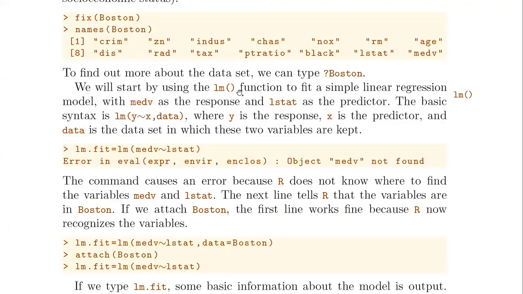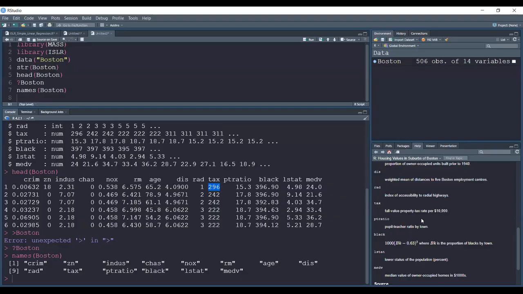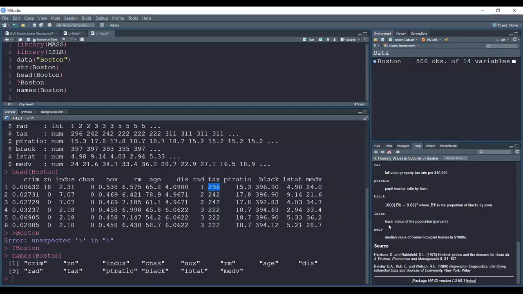We will start by using the lm function to fit a simple linear regression model with the median house value as the response and LSTAT as the predictor. What does LSTAT represent? LSTAT is the lower status of the population. I have no idea what that means. Percent. Let's plot them against each other.